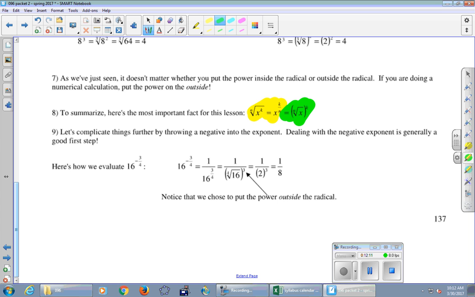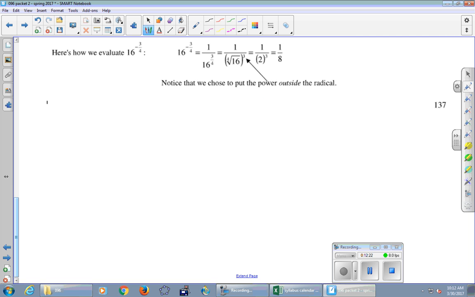Okay, we're going to complicate things further by throwing a negative into the exponent, and dealing with that negative exponent is generally a good first step. The answer to this one is all written out. Let's ignore it. I think there's enough space for us to do this down here. So can you guys, in the blank space, just copy 16 to the negative 3/4, and we'll do this calculation. And try not to look at the answer written out there.